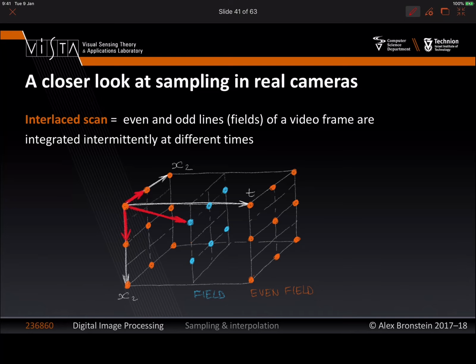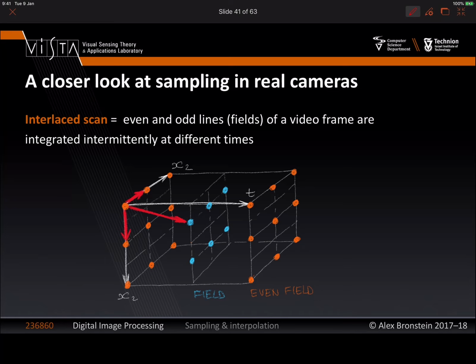Actually, modern TVs like OLED TVs are progressive. Progressive means the opposite of interlace, that all the rows are displayed simultaneously. So the TV will do some image processing in the digital domain to do this conversion, right? So we'll see how exactly this is done.